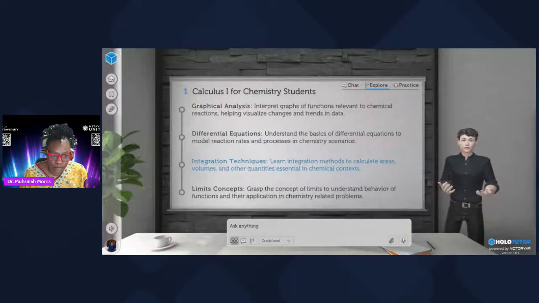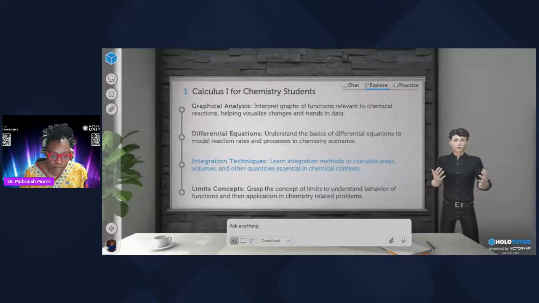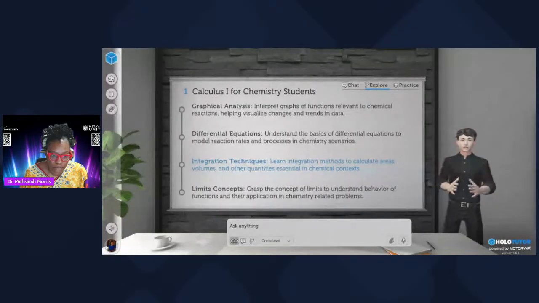Today, we'll delve into integration techniques crucial for solving chemical problems. Mastering methods such as substitution, integration by parts, and partial fraction decomposition allows us to calculate areas under curves, determine volumes of irregular shapes, and analyze rate processes. These skills are essential for understanding reaction kinetics, thermodynamic properties, and diffusion rates in complex systems.